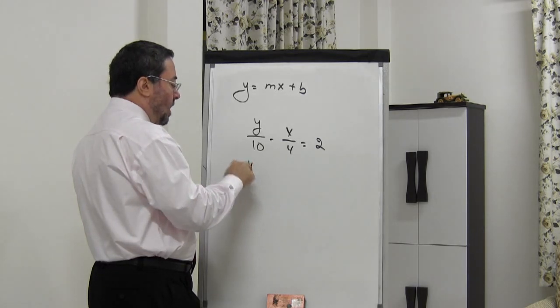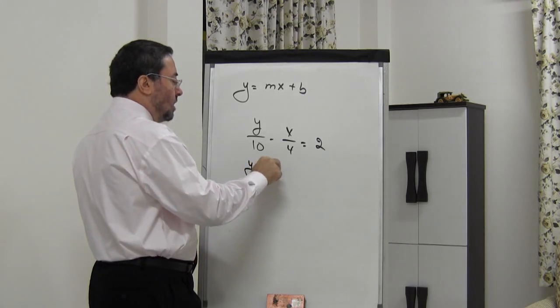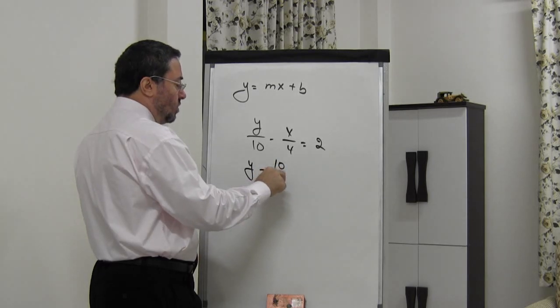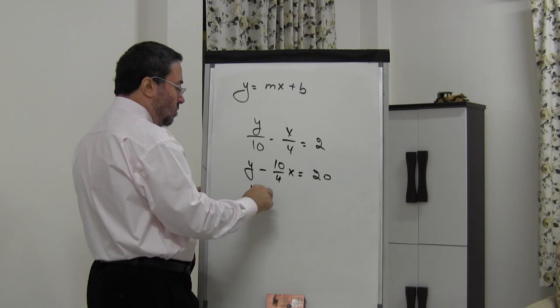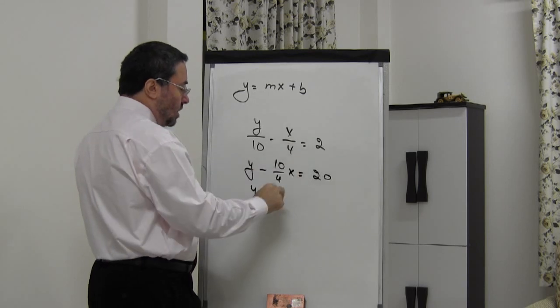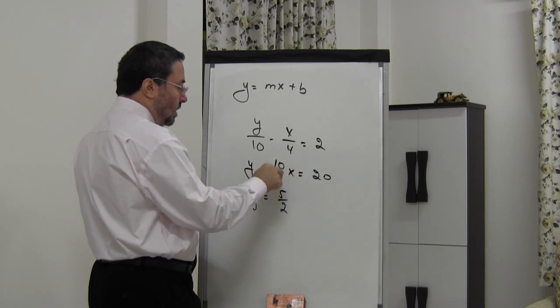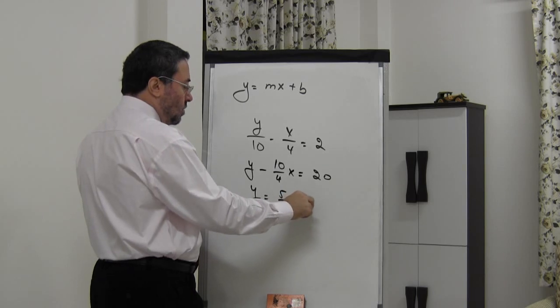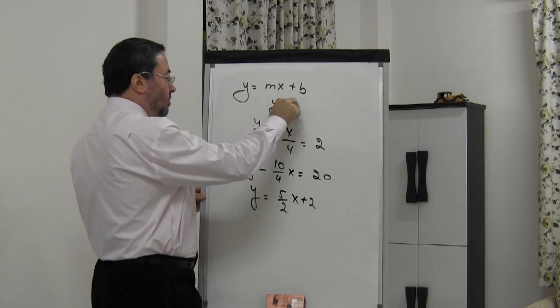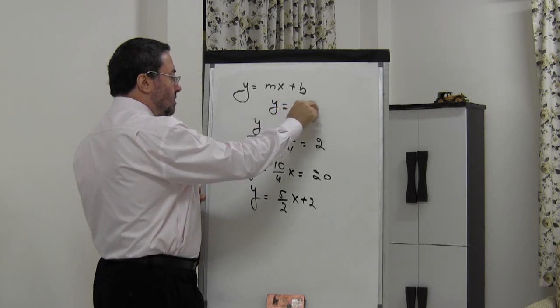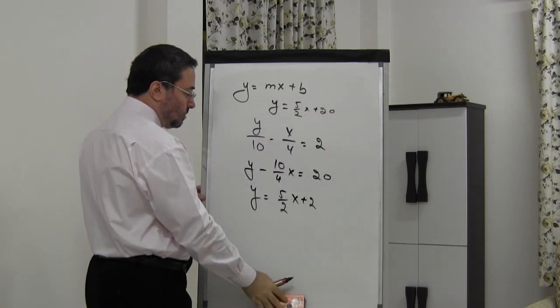We get y minus 10 over 4x equals 20, and y equals, we take this to the other side, 5 over 2x plus 20. So this is our first equation: y equals 5 over 2x plus 20.